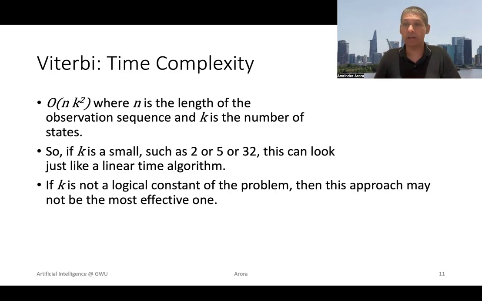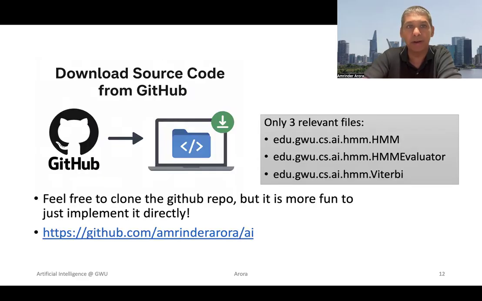If k is not a logical constant, such as when the robot could be in 10,000 different states, 10,000 different areas of the field that you're looking at, then it's not a logical constant, rather it's an enumerated constant, an enumerated value. In that case, this approach might not be the most efficient because you're doing nk squared. So if your n is 1,000,000 and k is, let's say, 100,000, then this algorithm starts to become not that efficient, and then there are other techniques to consider here.